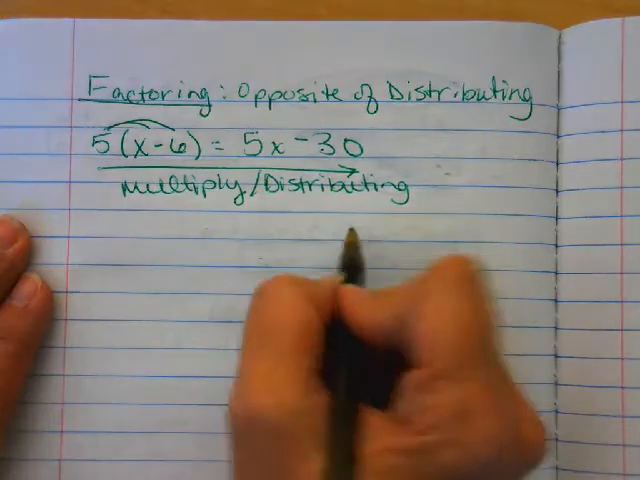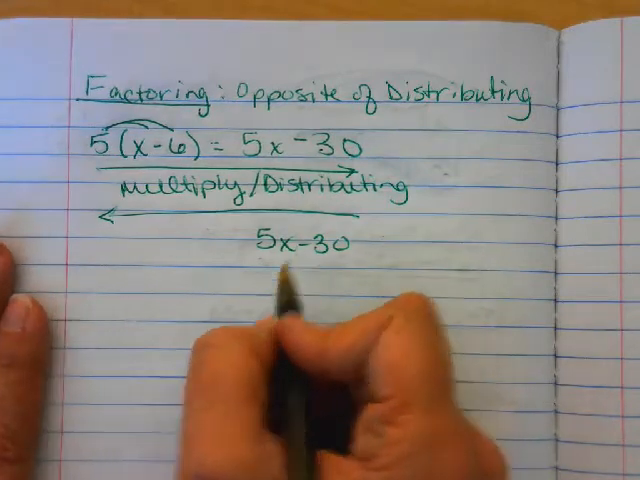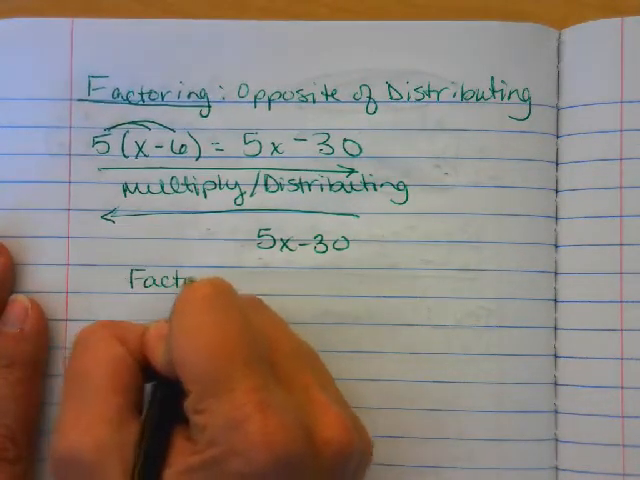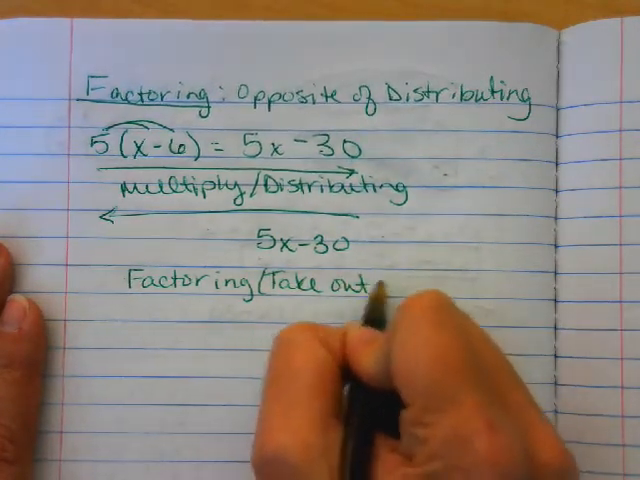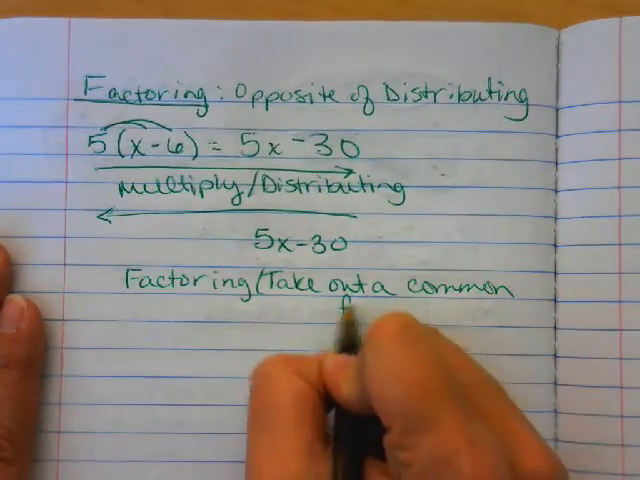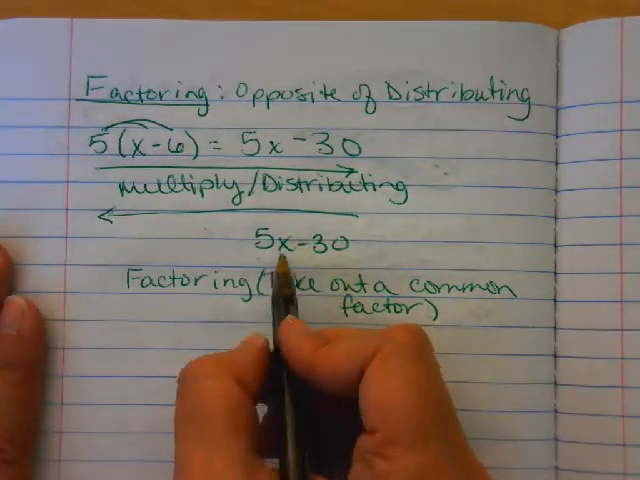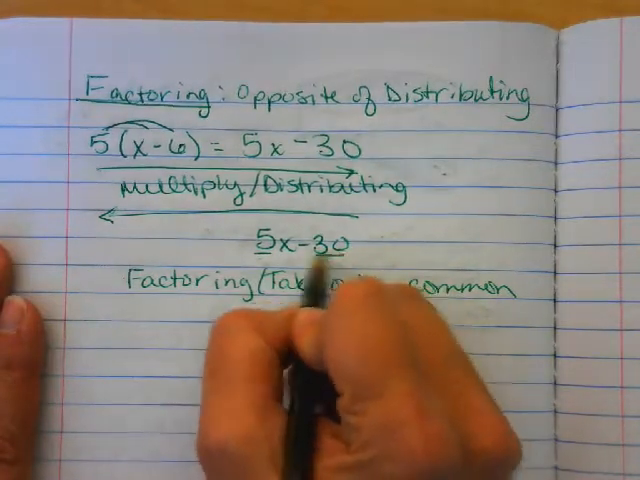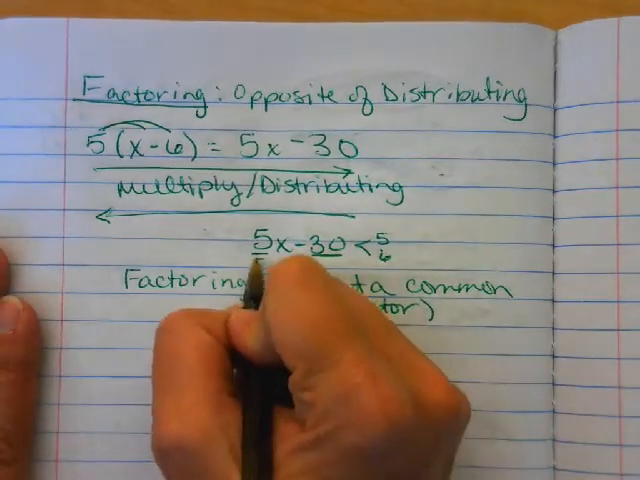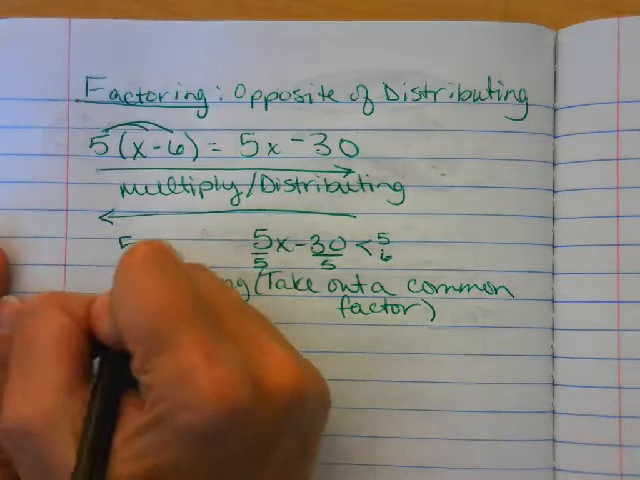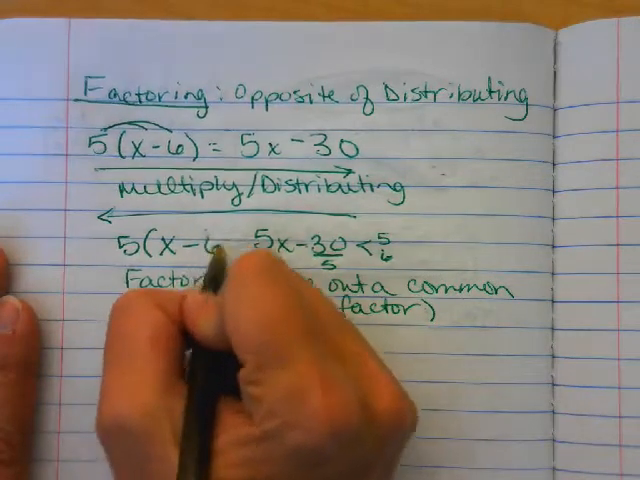When you're factoring, you're going the other direction. So I would give you the 5x minus 30, and we are going to take out a common factor, or divide. Remember, a factor is a number that we multiply to get a number. So if I'm looking here, I can see that I have 5, and 30 is a product of 5 and 6. So I'm going to take out the 5. It's going to go outside. And when I divide 5x by 5, I'm left with x. When I divide negative 30 by 5, I'm left with negative 6.